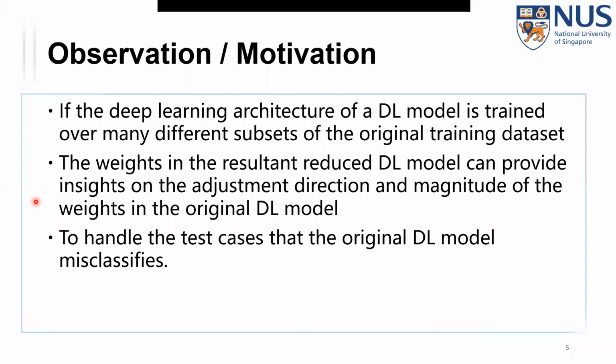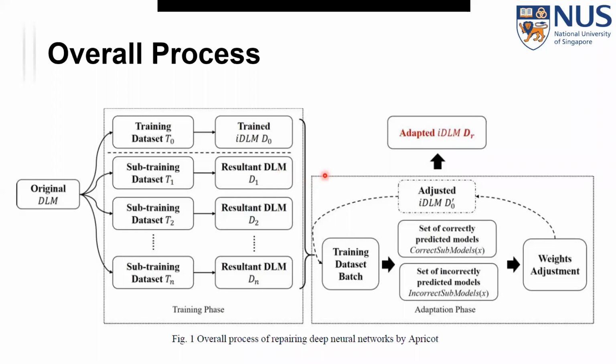So here is model one. The model has a challenge to predict. Actually, I have an image here for the whole process. So you can see that originally we have the original DLM, so it's a model input. It will first go over the training data set T0, the original data set, to have the trained IDLM D0. And all other resultant DLMs are trained only using a subset of the training data set, T1. So now we have several models.